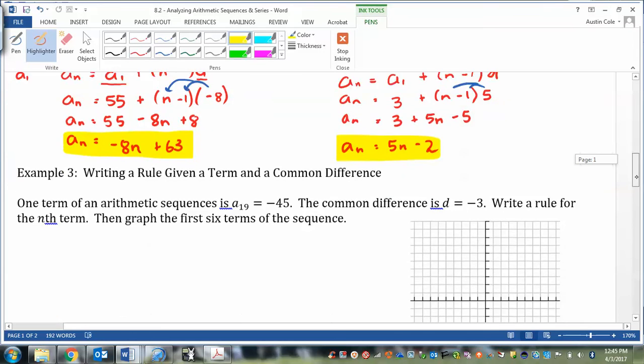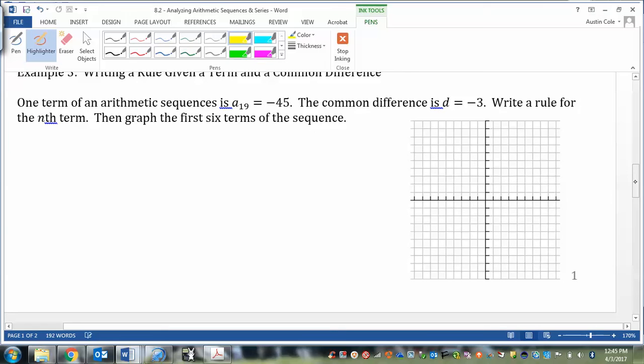Okay, example 3. It says one term of an arithmetic sequence is a sub 19 equals negative 45. That means the 19th term in this sequence is negative 45. Okay? It also says that the common difference is negative 3. Write a rule for the nth term. We're going to stop there for now. We'll do the next part in a second, but we're going to focus on that part.